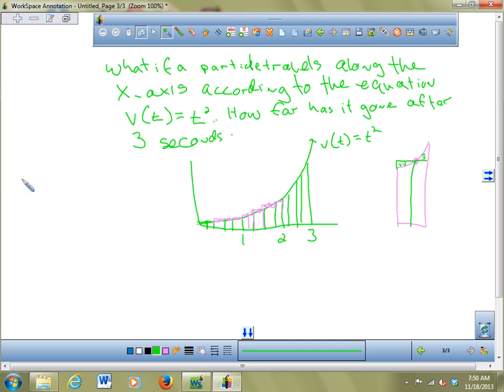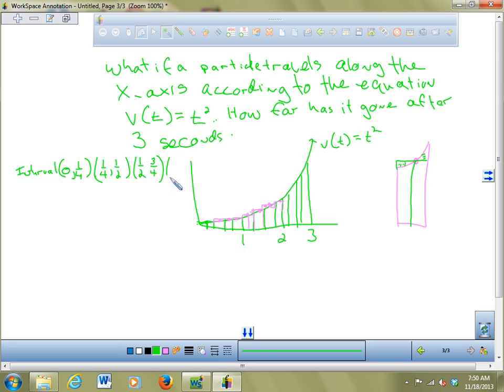So intervals, say for instance, I went from 0 to 1/4 would be my first interval, and then my next interval would be from 1/4 to 1/2, and then my next interval would be from 1/2 to 3/4, and then my next interval would be from 3/4 to 1. So what I'm talking about is just these four rectangles right here. You understand that? Okay.